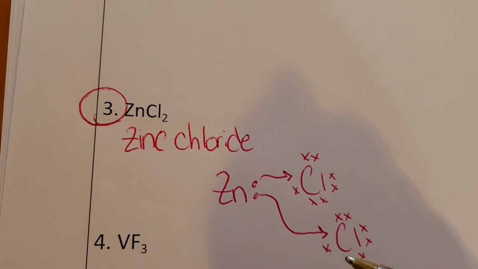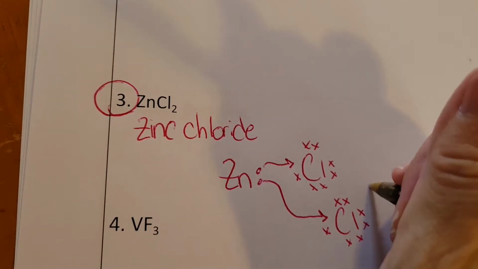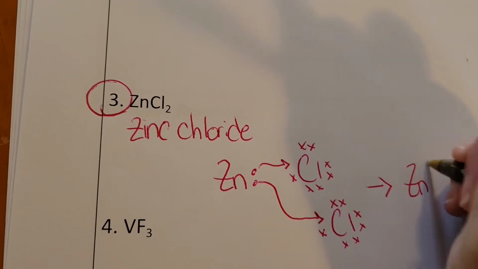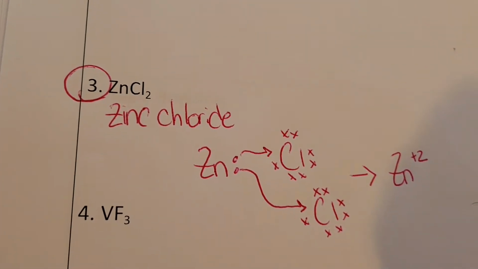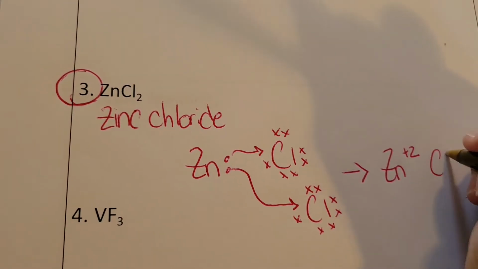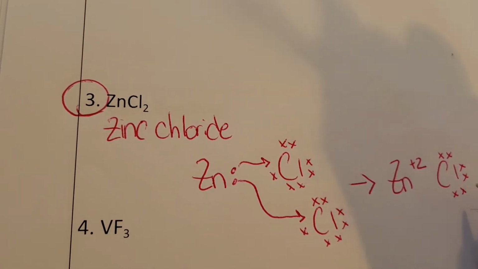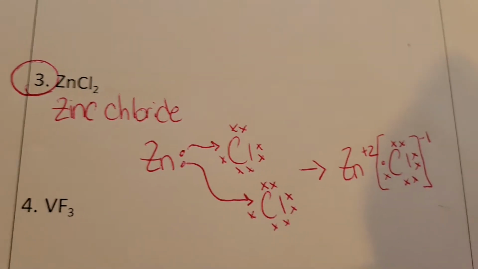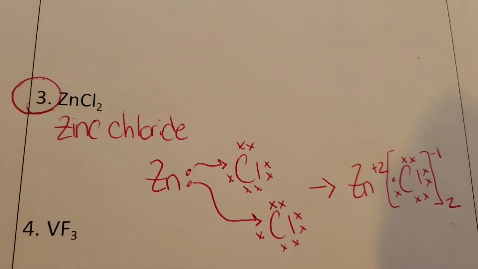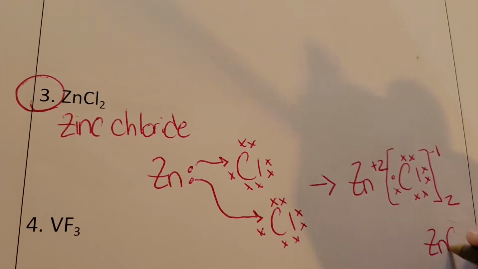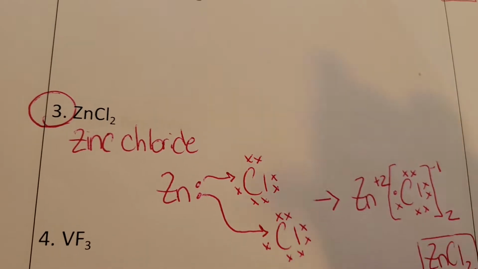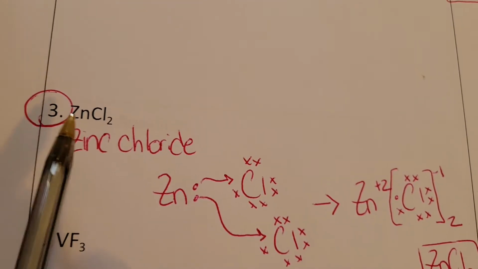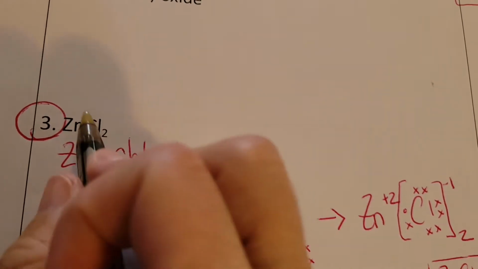So zinc has lost its 2, it's happy. Chlorine has gained. So we have zinc with a +2 charge. And then we have chlorine with 7 of its own, and 1 that it gained. So chlorine has a -1 charge, and there's 2 of them. So then we get our formula ZnCl2. And if I had done it by looking up the charges, zinc would be a +2, excuse me, and chlorine a -1. So when we crisscross, we get ZnCl2.